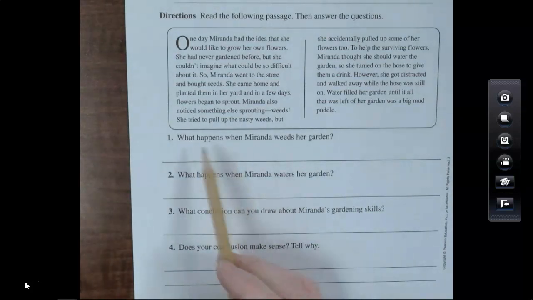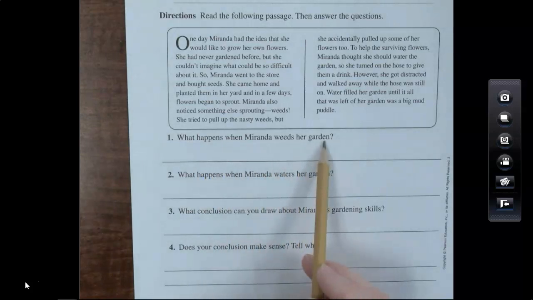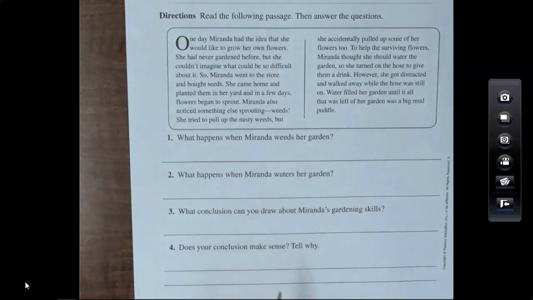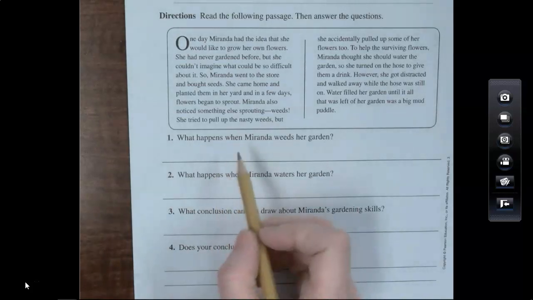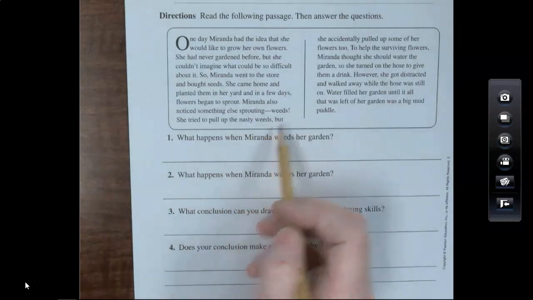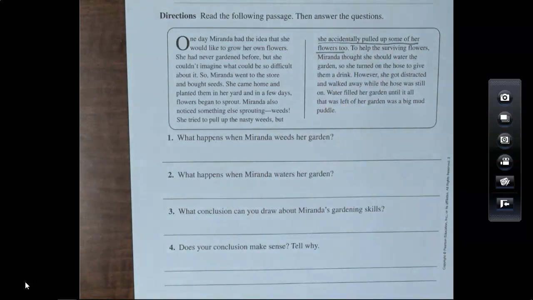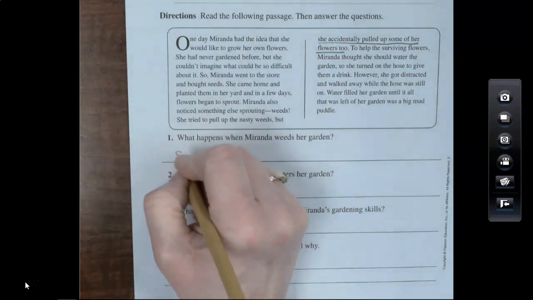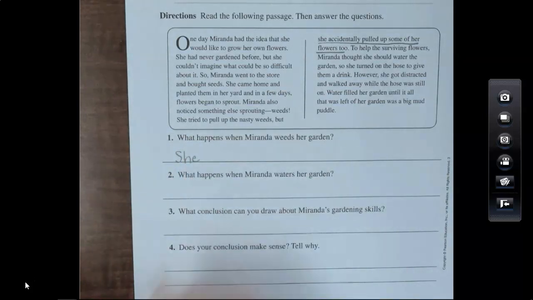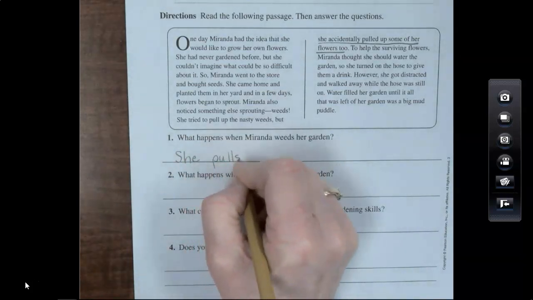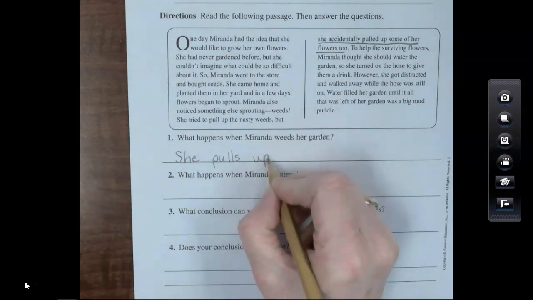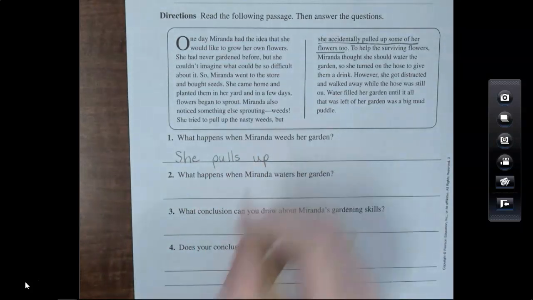So now it says, what happens when Miranda weeds her garden? Well, what happened? She decided she needs to weed her garden. So when you have a garden, you pull the weeds out so the plants can grow better. But what happened when Miranda did it? You're right. Miranda accidentally pulled up some of her flowers. She wanted to pull just the weeds and she accidentally pulled up some of her flowers. So what happened? She pulls up flowers instead of weeds.